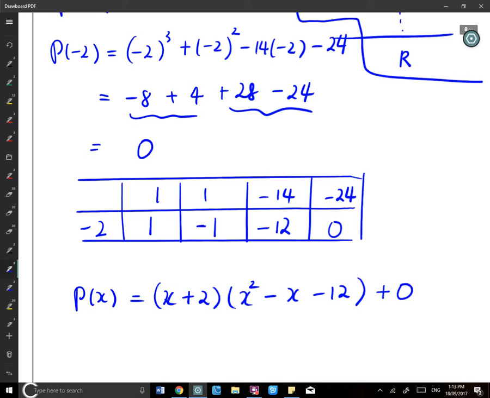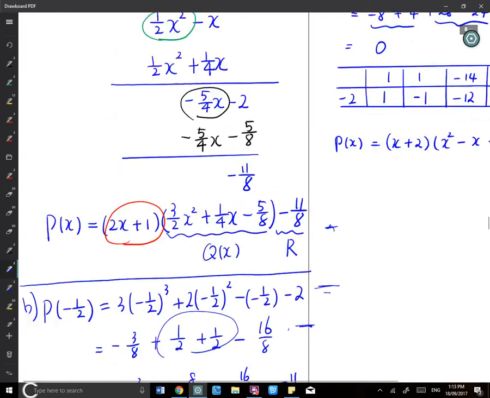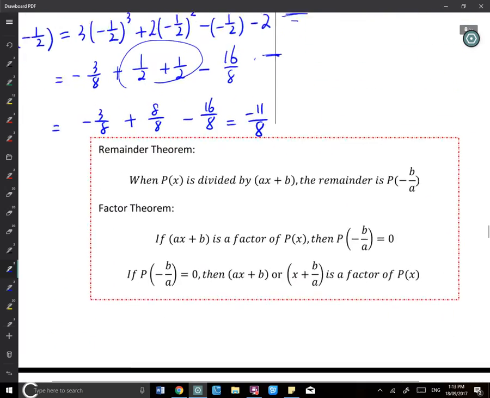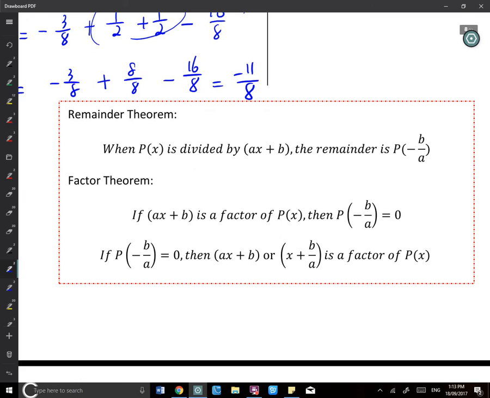Any questions? Any question for that? No? Okay, if not, let's have a look at the definition below here. This is called the remainder theorem and the factor theorem. That's what we learned this lesson.